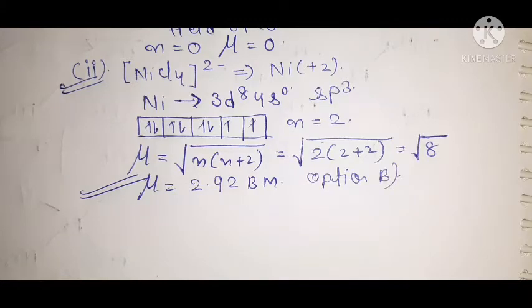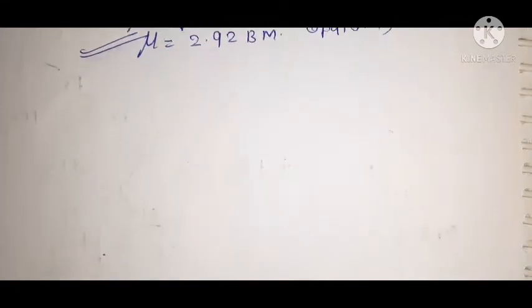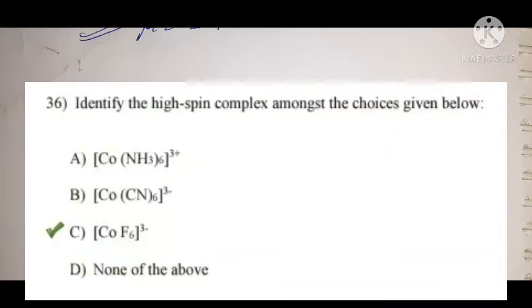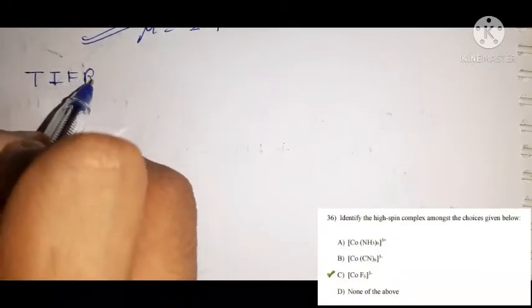Understand? Okay, now we move towards our next question, and this question was asked in your TIFR 2018 exam. So let's see the question. It says identify the high spin complex amongst the choices given below, and we have 3 choices, and the fourth is none of the above. So out of these 3 choices, you must find the high spin complexes amongst them. Understand? Okay, so let's do the solution of this question. So remember, this question was asked in the TIFR 2018 exam.